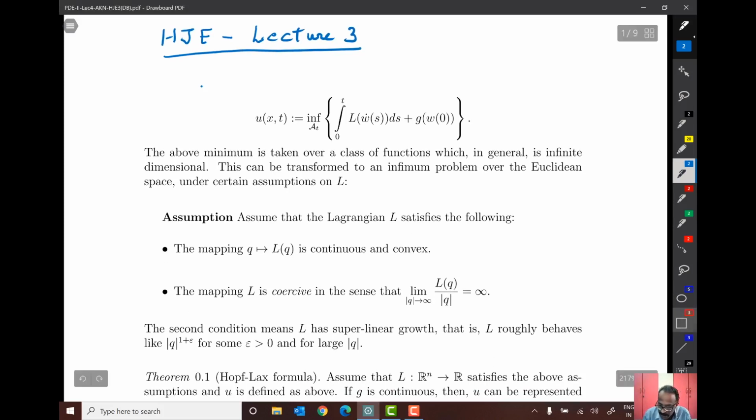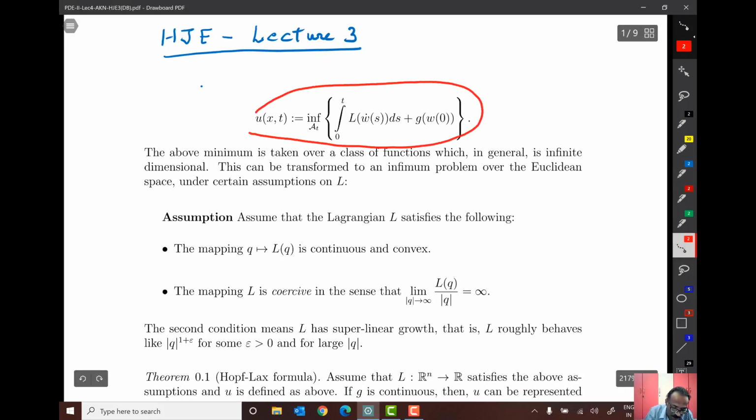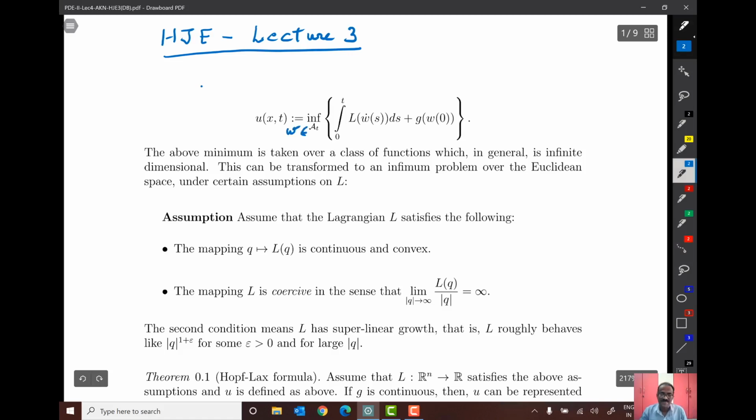What we have done in the last class, we have introduced the minimization problem, and u(x,t) is the minimal value of this functional, the integral from 0 to t of L(w dot of s) ds. w varies over all the C2 trajectories, taking value y at t equal to 0, and at time t it is x.